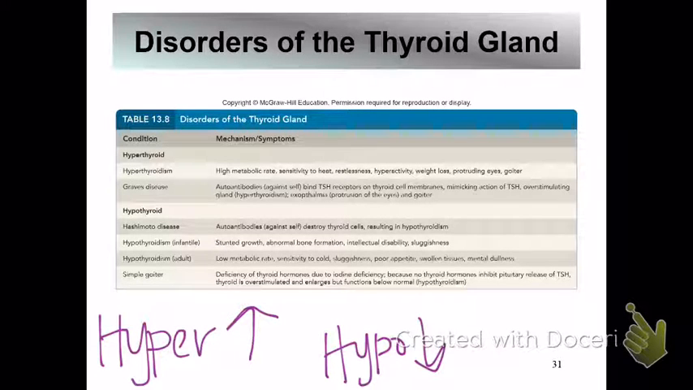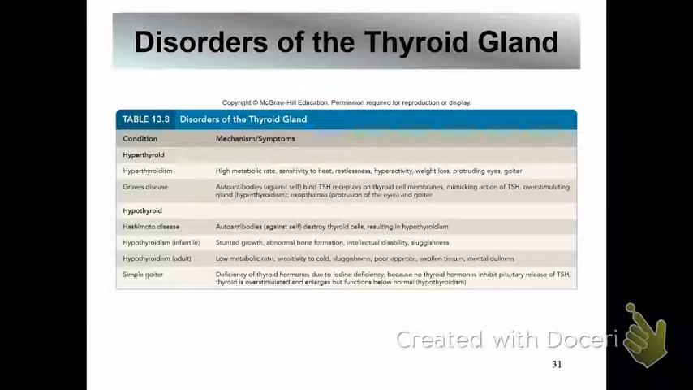Under hyperthyroidism, you have two: hyperthyroidism and Graves' disease, and we're going to talk about Graves' disease specifically. Then under hypothyroidism, there are four listed. But let's zoom in a little bit and talk about Graves' disease specifically.